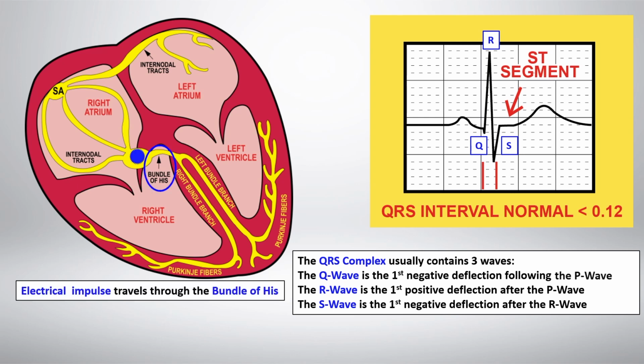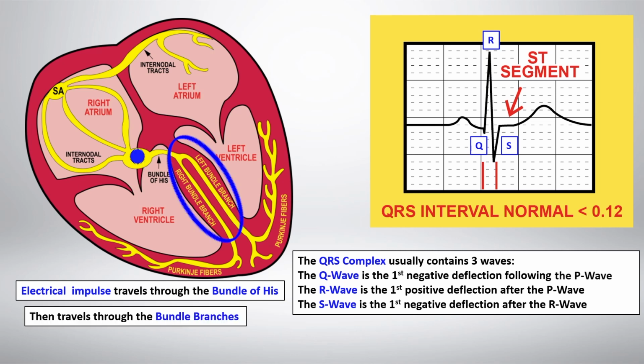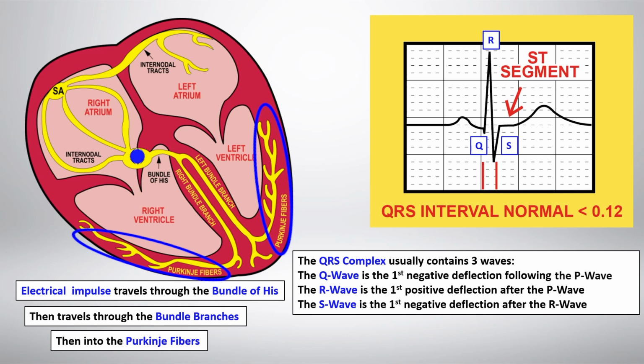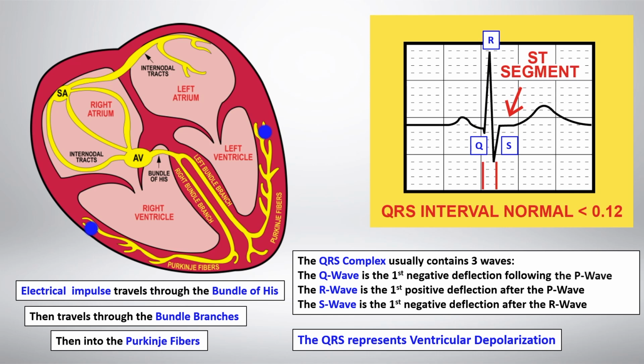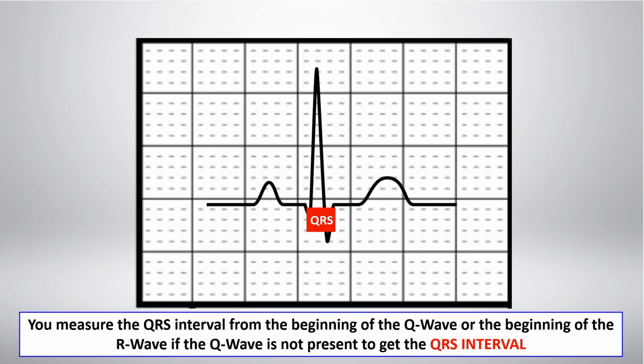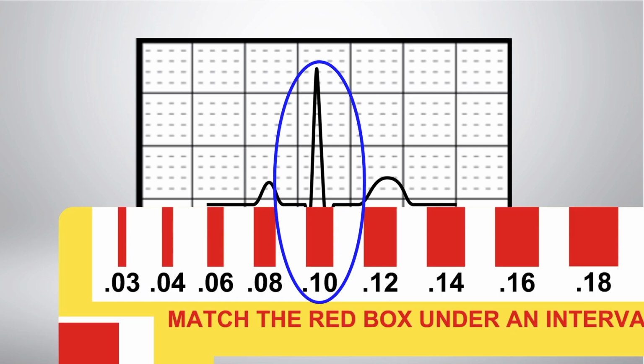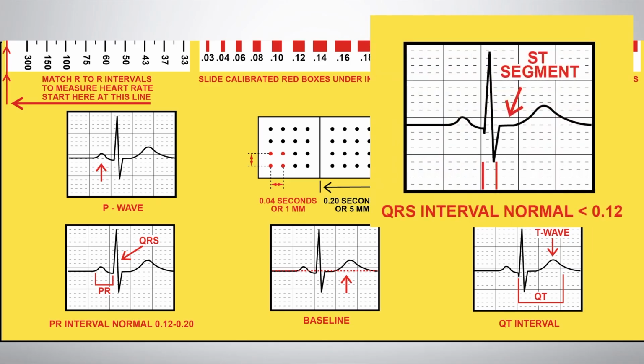From the AV node, the electrical impulse travels through the bundle of His, then travels through the bundle branches, then into the Purkinje fibers. The QRS represents ventricular depolarization. You measure the QRS interval from the beginning of the Q wave, or the beginning of the R wave if the Q wave is not present, to get the QRS interval. Using the calibrated red boxes on the EKG badge, you'll see the QRS interval is 0.10, which is in normal range. Next, we'll look at the ST segment.